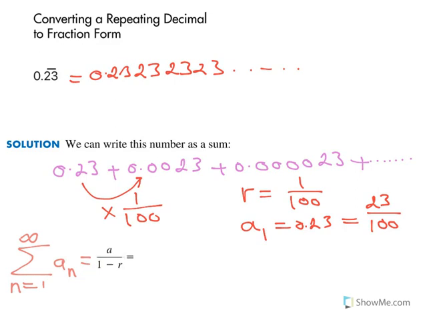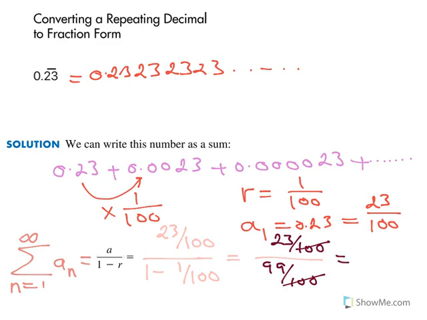So we just replace: the first term is 23 over 100, over 1 minus 1 over 100. So let's simplify this a little bit. It's going to be 99 over 100, and here we have 23 over 100. Cancel out the 100. So the answer is 23 over 99.